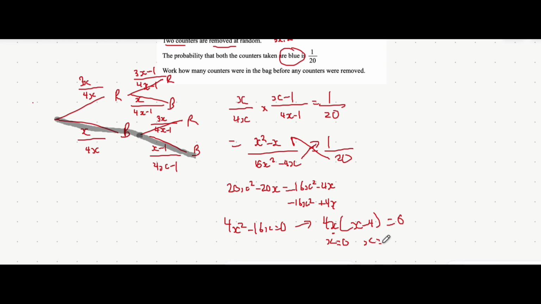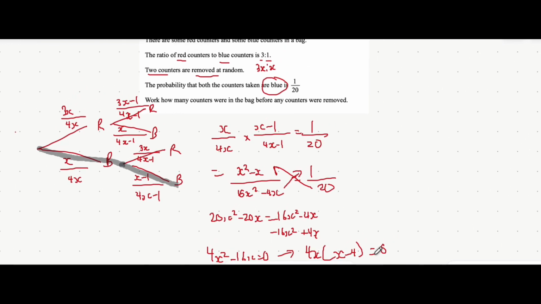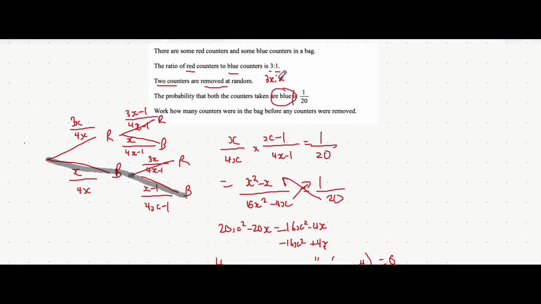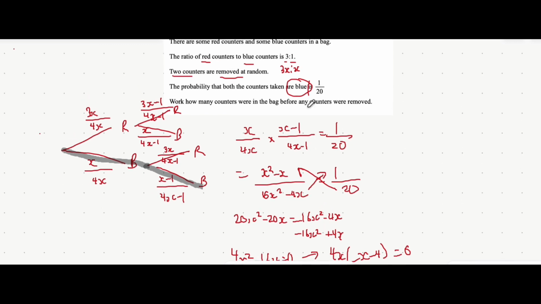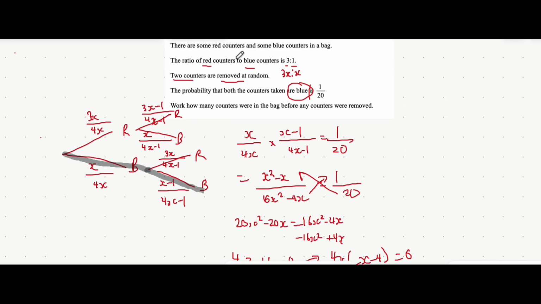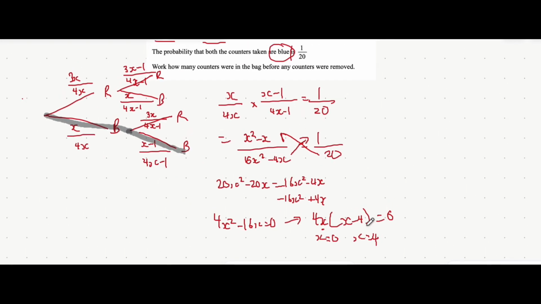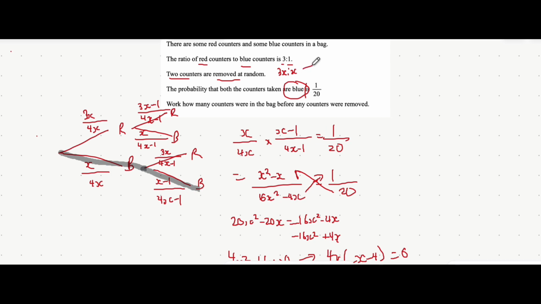Now that we've done the hard part of the question, if we go back to the beginning of the question, we said that there's x amount of blue counters and 3x amount of red counters. It doesn't make sense for x to be 0 because then you just say there's 0 counters overall, and that's unrelated to the question. If instead x is 4, then there's going to be 4 blue counters and 3 times as many red counters, so 12 red counters. And so the total number of counters in the bag before any of them were removed, sorry about that line, is 12 plus 4, which is 16.